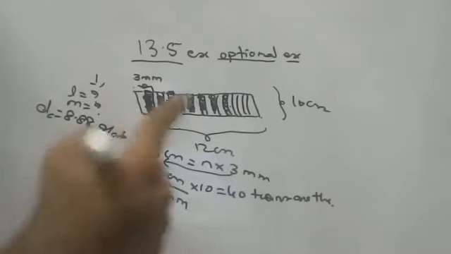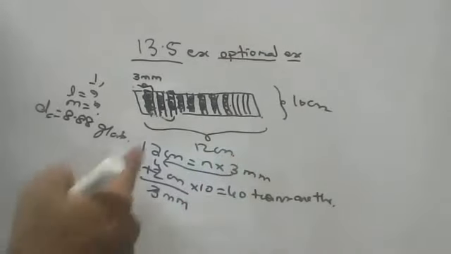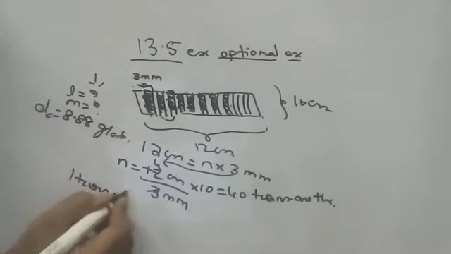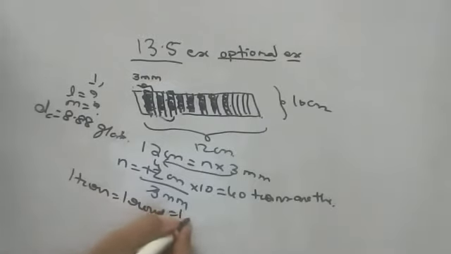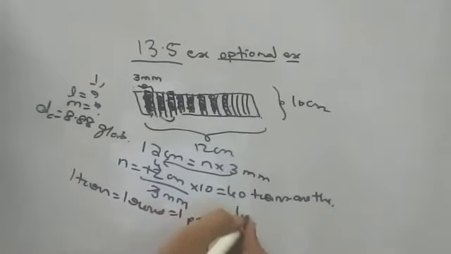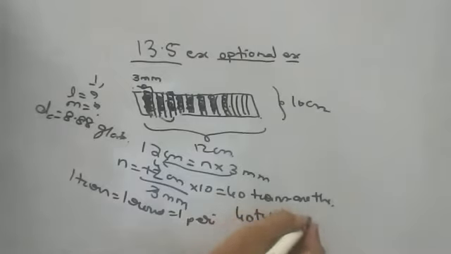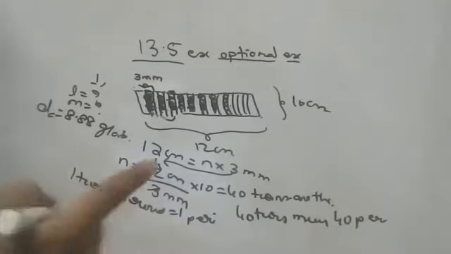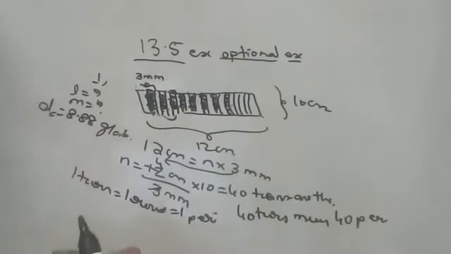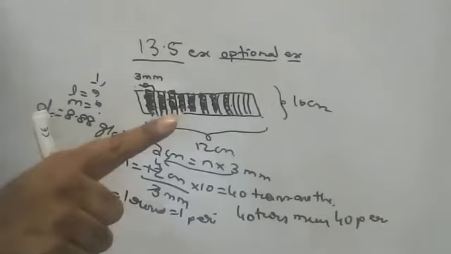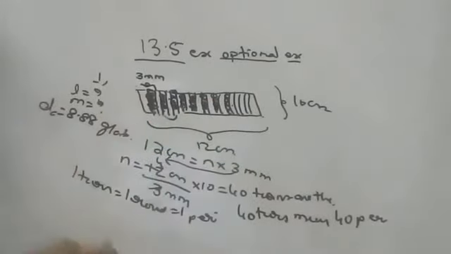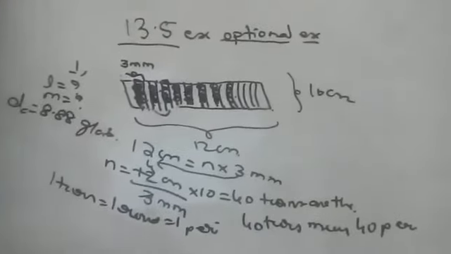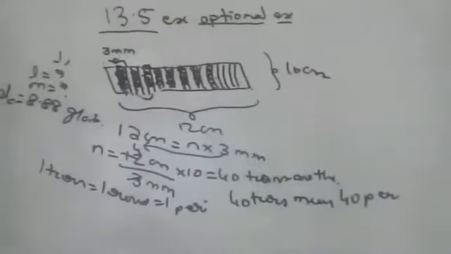One turn is equal to one round, which means one circumference, or one perimeter. So 40 turns means 40 perimeters. 40 rounds will give you the length of the wire. Simple logic. 40 times the perimeter will give you the total length of the wire. Try to understand.